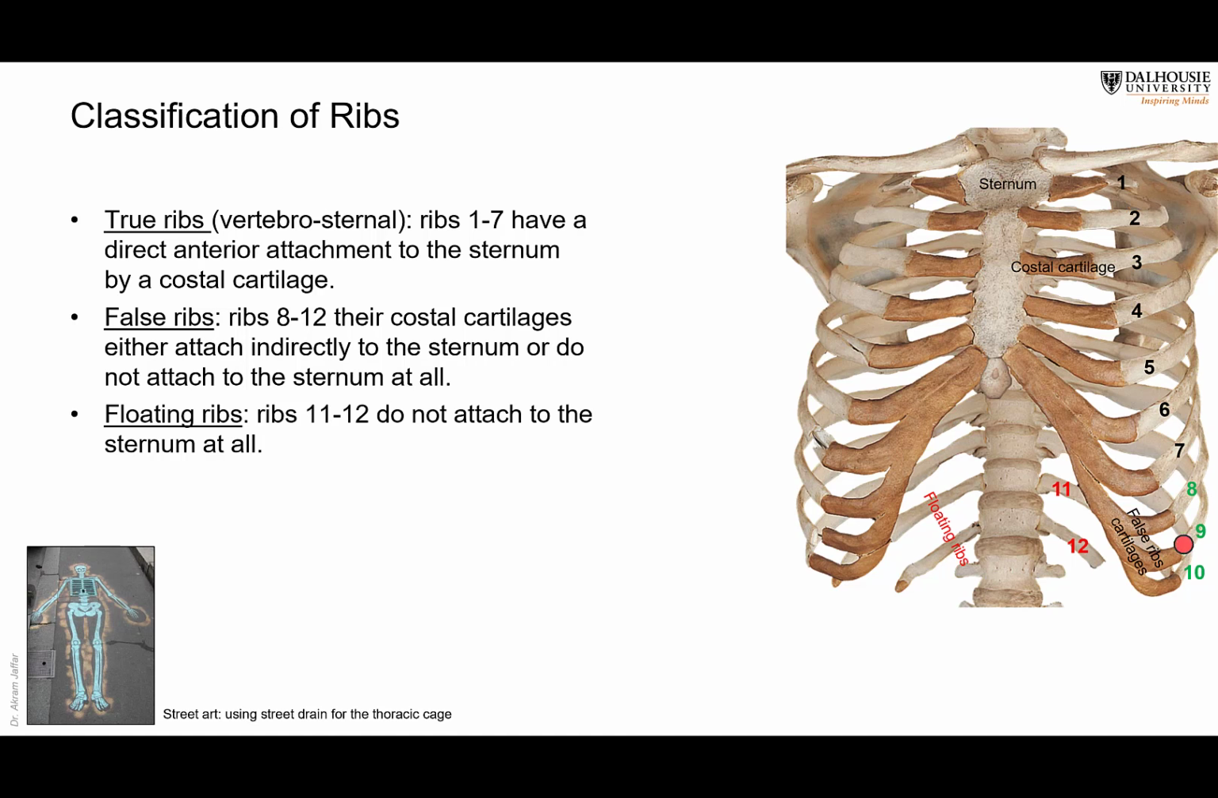Rib 8, 9, and 10: the costal cartilage of 8 attaches to that of 7, of 9 attaches to that of 8, of 10 attaches to 9. So in other words, they are indirectly connected to the sternum. That's why they are called false ribs. The last 2 ribs, their costal cartilages do not articulate with the sternum at all, neither directly nor indirectly. So they are just floating there in between the muscles. That's why they are called floating ribs.